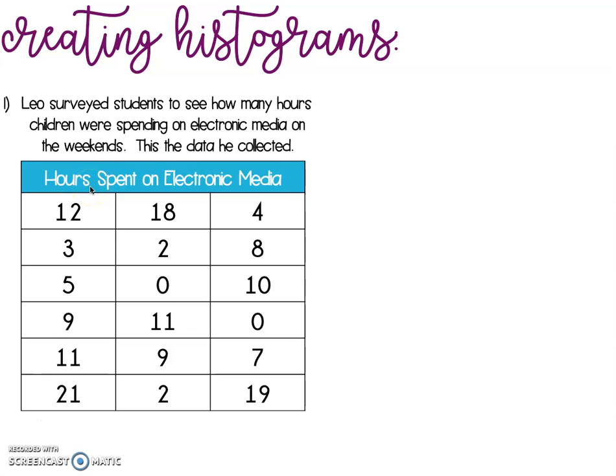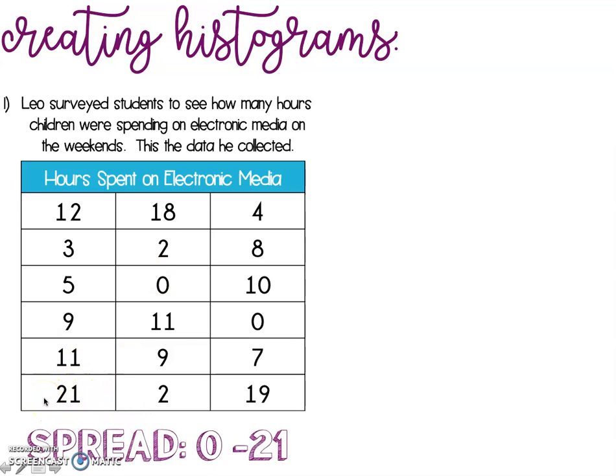Anytime we're going to create a histogram to represent the data, the first thing we have to ask ourselves is what is the spread or the range of the data, because that's how we're going to set up our intervals. So when I'm looking at this data set, the first thing I need to know is what was the minimum amount of time spent on electronic media. Our minimum amount of time spent was 0 hours. And then I need to know what was the maximum amount of time spent on electronic media. That's the most. And we've got that 21 was our maximum. So we have a spread or a range from 0 to 21.